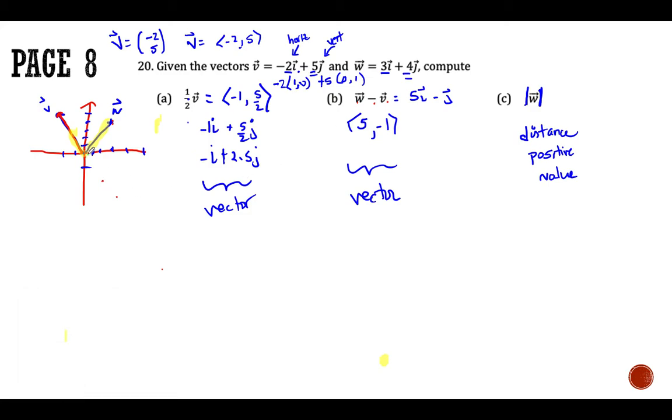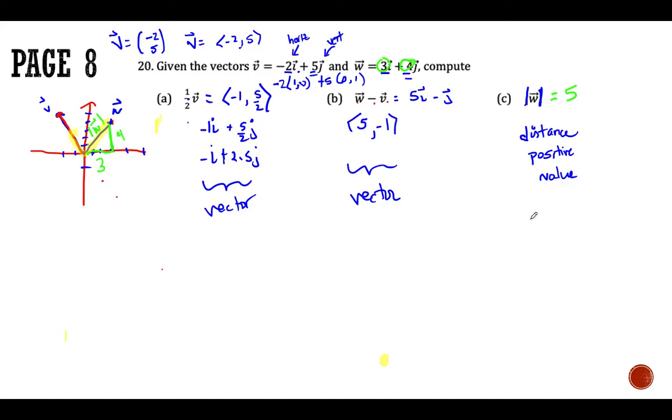So how far did you go in the horizontal? Square it. How far did you go in the vertical? Square it. Add them together, get the square root, and you get the magnitude of W. So how far did I go in the horizontal? 3. How far did I go in the vertical? 4. 3 squared is 9. 4 squared is 16. Add them together and I get 25. The square root of 25 is not plus or minus 5. It is 5.